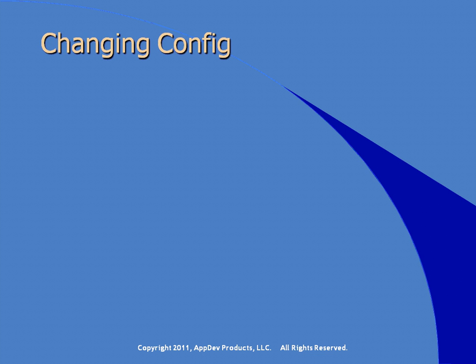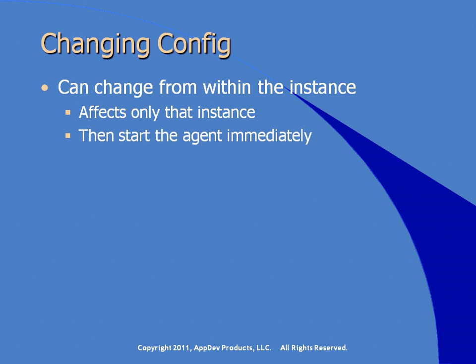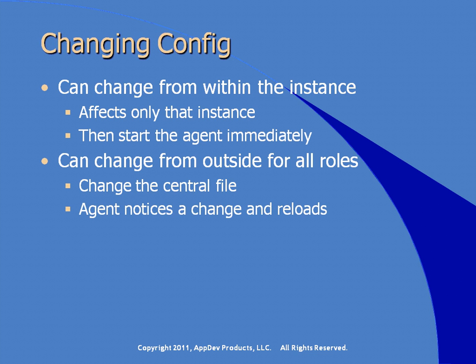Now, changing the configuration can take place from a couple of places, and depending on where you make that change will determine what is affected. You can change a configuration from within an instance. That only affects the specific instance, but that also allows you to start that agent immediately. The other option is to change the central configuration file from outside of any instance, meaning for all roles. In this scenario, the agent notices the change and reloads the new configuration and applies the change to all the instances of that role.